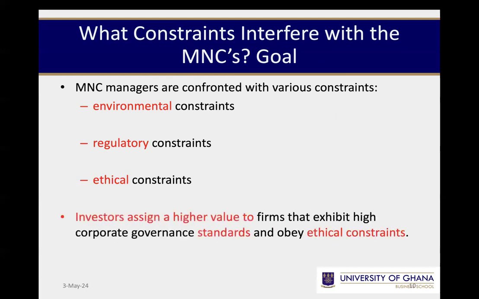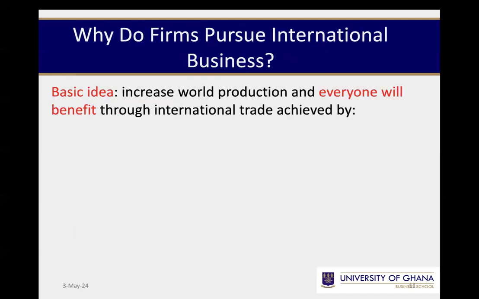And so, all things being equal, it is known and accepted in the literature that investors normally assign a higher value to firms that exhibit high corporate governance standards and obey ethical constraints. So when all is said and done, corporate governance standards can also play a key role in helping to align agency behavior to the desires of shareholders, or the principal. Now, given that it appears that there could be gains but also challenges, why do firms pursue international business? In a sense, why do firms cross borders?